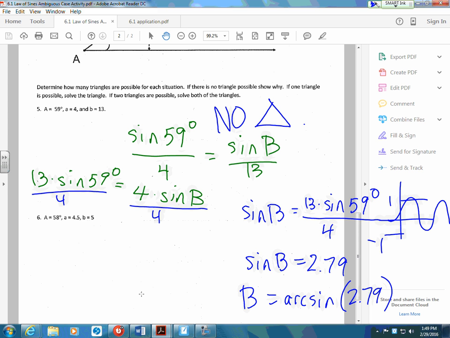Are we okay with this? Focus, please. All right, so now we're going to try number 6. All right, I'm clearing this ink off, by the way.